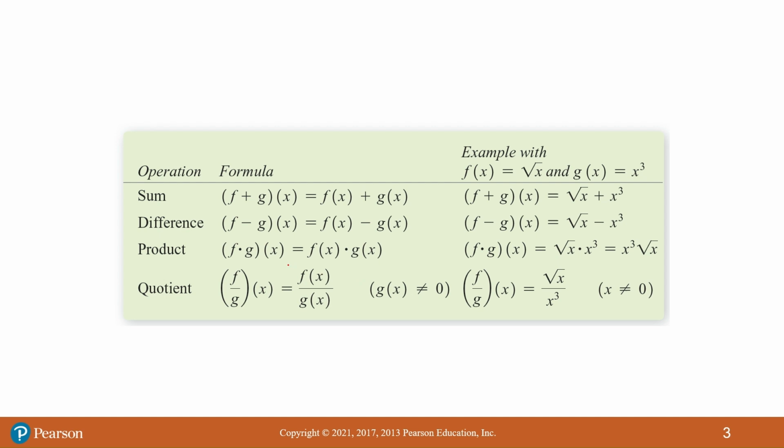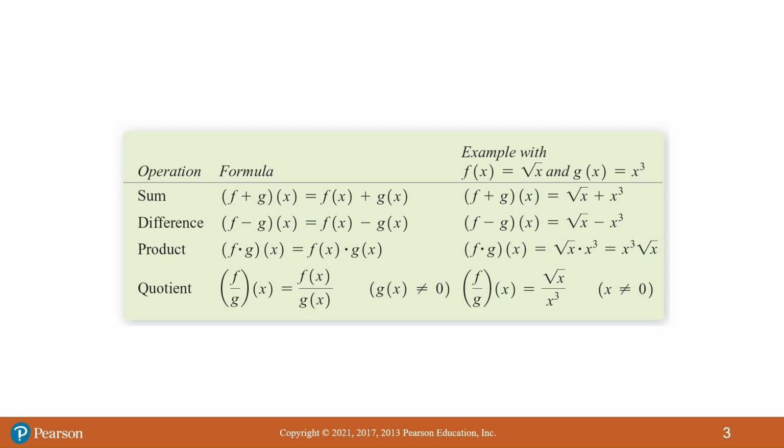Now with product, we're multiplying the two functions. So (f times g)(x) is the same thing as f(x) times g(x). I'm just multiplying the f function, which is the square root of x, times the g(x) function, which is x to the third. And you can even rewrite it as x to the third times the square root of x if you want to.